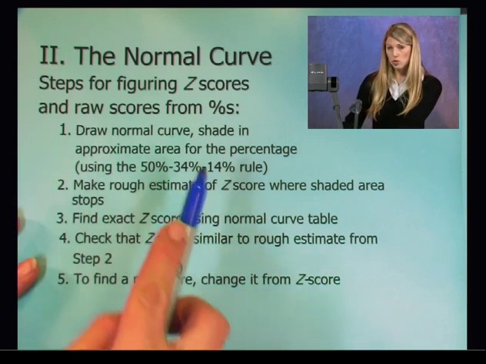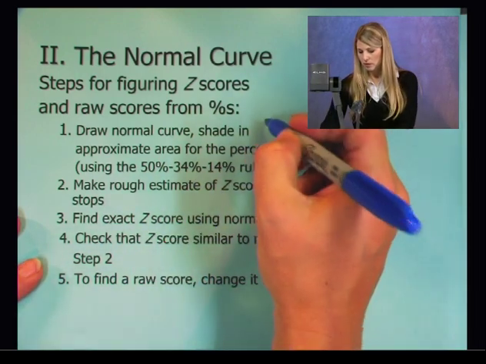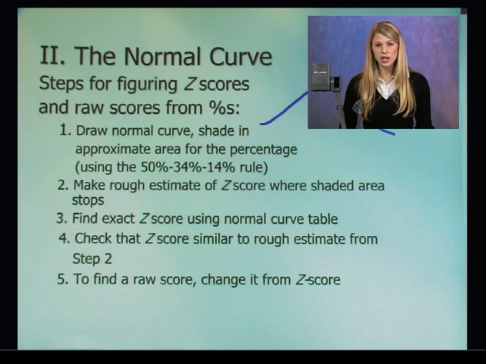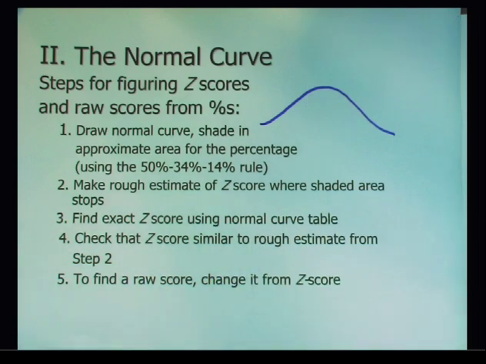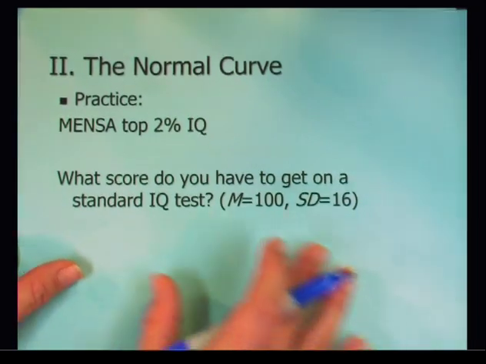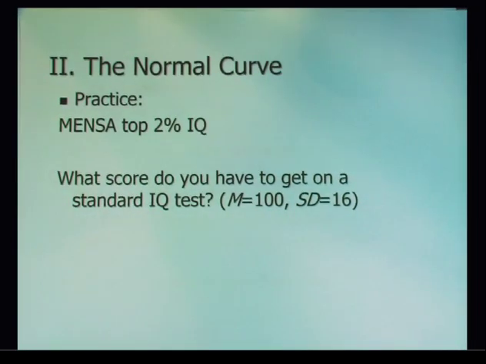So first you want to draw the normal curve, just like before, and shade in the approximate region that you're interested in. I'm going to give you this example so that we can actually practice with this as we move along. This example is Mensa, a club that you have to be really intelligent to join.